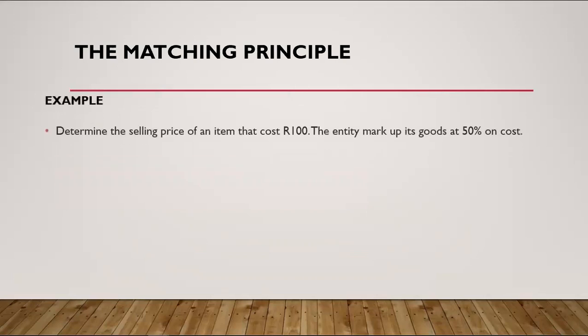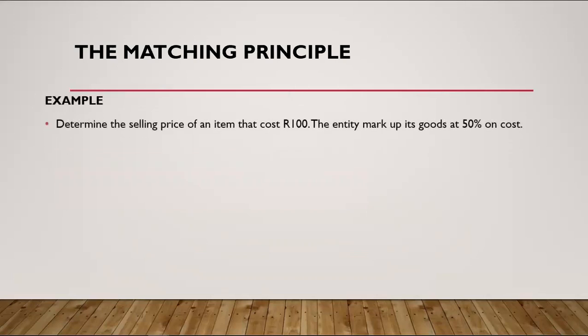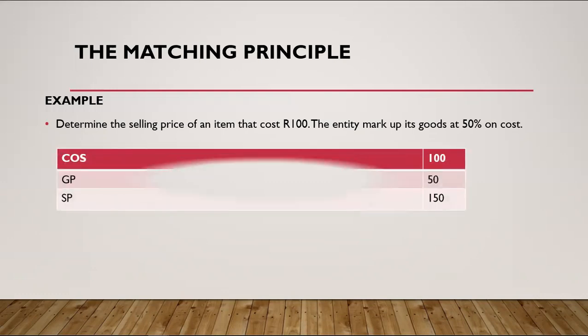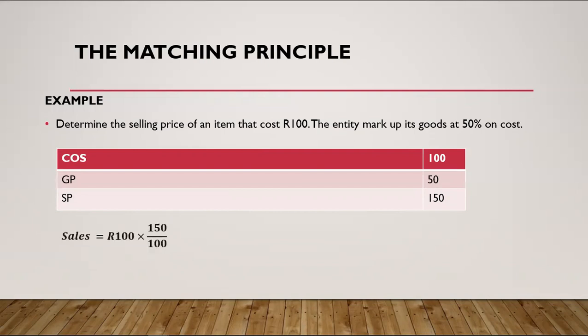Let us look at this example here. I need you guys to calculate the cost price. But as I've said earlier on, cost of sales will always be 100. Gross profit will be 50, meaning selling price will be 150. So if I want sales, I will just take that 100 Rand, multiply it by 150, divided by 100. We've done this before, which will give us 150.